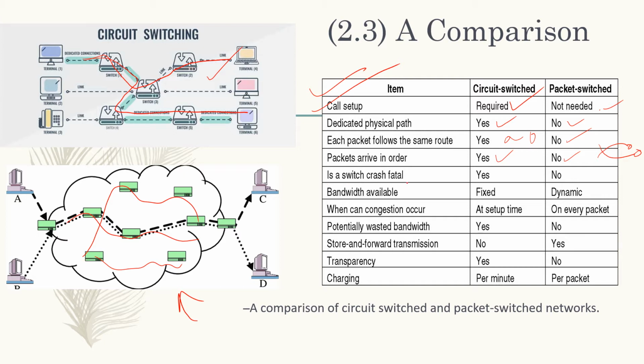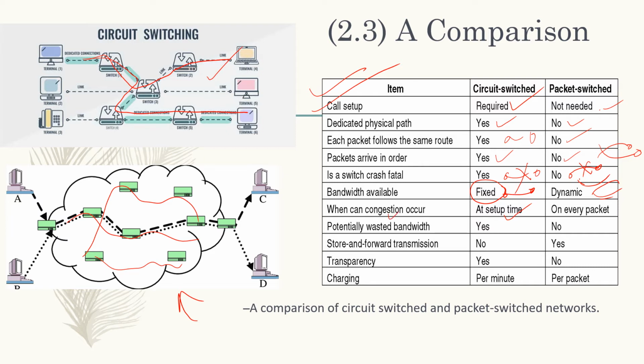Is a switch crash fatal? If the line breaks, then no one can help. The connection is gone. But in case of this, if this line is breaking, then we can make use of another line. So it is not fatal. Bandwidth is available; it's fixed in that wire. Whatever is the bandwidth, that is fixed, it will not change. But here it is dynamic, depending on how many lines you are using. When can congestion occur? At setup time. If it is already busy, then you can say that it is already busy in the starting time. But once the connection is established, you don't have to worry about the congestion.